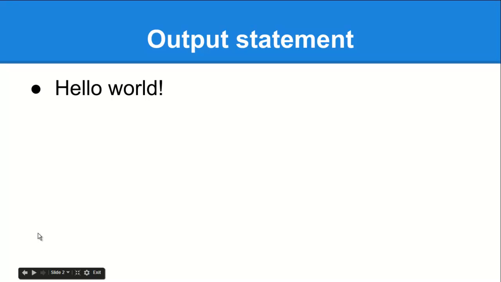Okay, this first C program is what programmers like to call a classic. When they're trying out a new language, they tend to try this simple statement. All it's going to do is output some text to the console. And so here we have Hello World. We're going to make the computer say Hello World. And so let's get started.